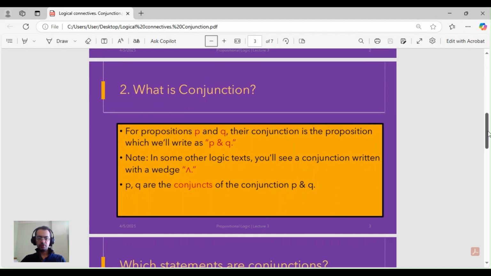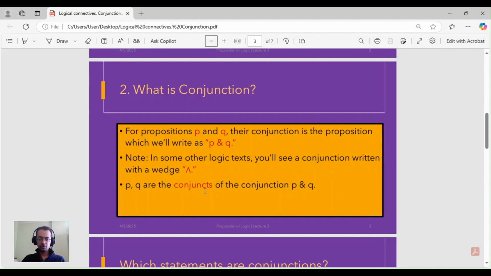And our second question, what is conjunction? How can we define this logical connective? Here is our definition. For propositions P and Q, the conjunction is a proposition which we'll write as P and Q. Note, in some other logic texts, we can see a conjunction written with a wedge. You can see a symbol here. Both of these symbols can refer to conjunction. P and Q are the conjuncts of the conjunction P and Q.